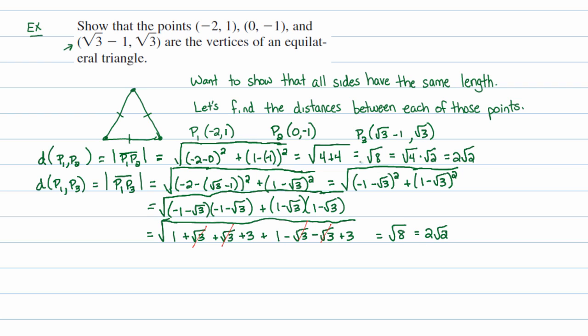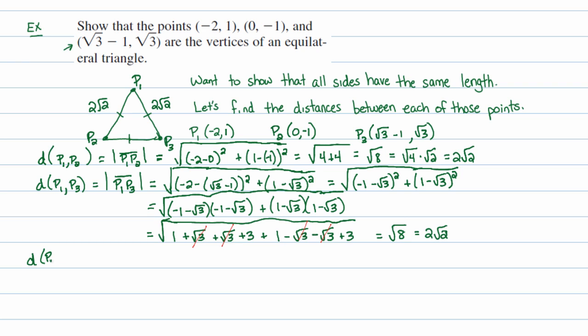So this is a lengthy problem, but I see already, if this were point 1, which it's not, and if this were point 3 and this were point 2, I've already shown that the distance between point 1 and point 2 is 2 root 2, and the distance between point 1 and point 3 is also 2 root 2. All I need now is to show that the distance between point 2 and point 3 is 2 root 2. Oosh. So here we go.